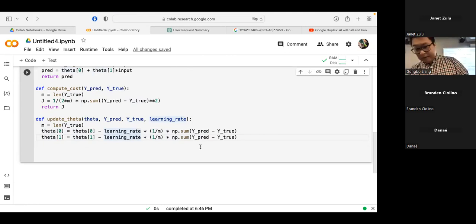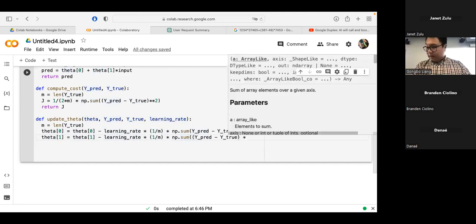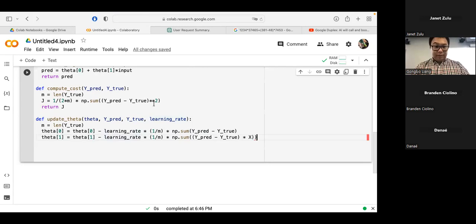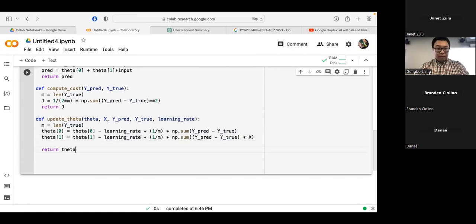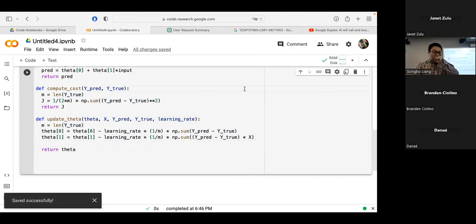Okay, I think this is the thing I need to do. Times x. Oh, I do need x. Yes, I can add x there, the input feature. Let me make sure. Okay, so for the differences, we multiply by x, and then do the sum. All right, so this will be our theta.